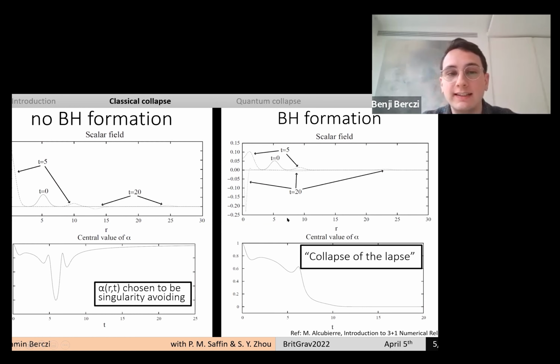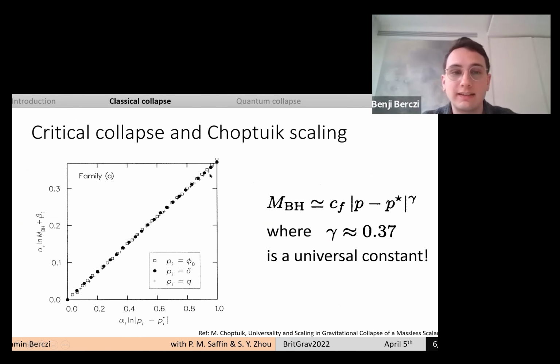When Choptuik studied the critical amplitude, so the amplitude that just about forms a black hole, he found this sort of scaling, which is not dependent on the initial data whatsoever. And it has a universal proportionality constant between the difference between the amplitude and the mass of the black hole, which is very interesting.